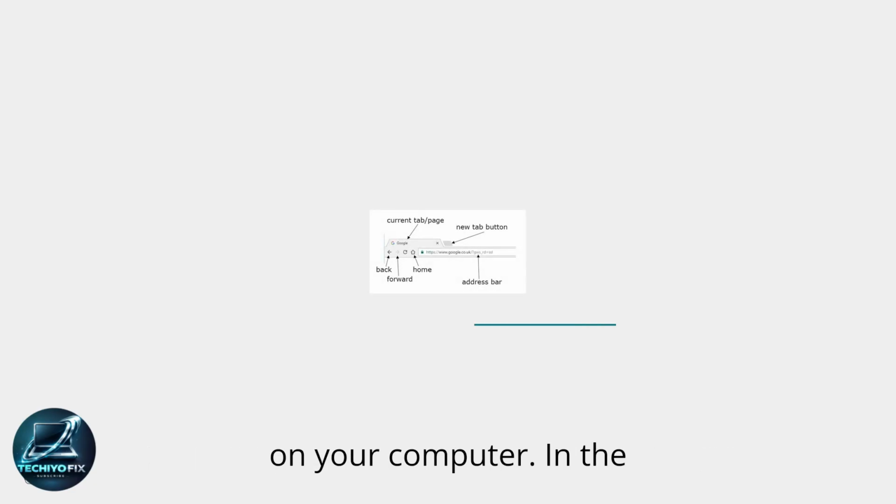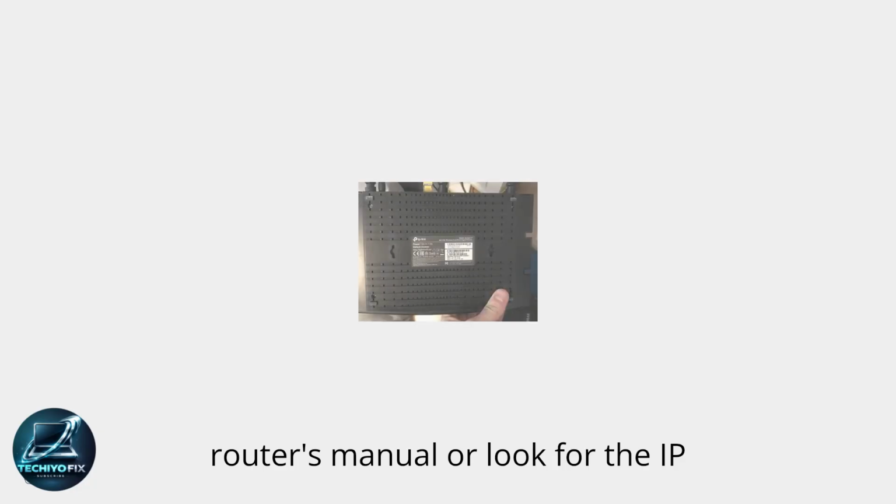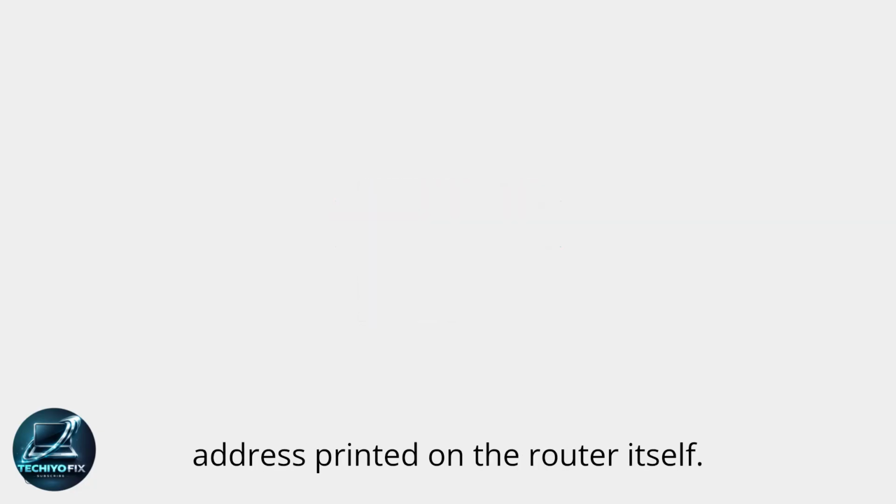Open a web browser on your computer. In the address bar, type your router's IP address. Commonly, this is 192.168.1.1 or 192.168.0.1. If unsure, check your router's manual or look for the IP address printed on the router itself.